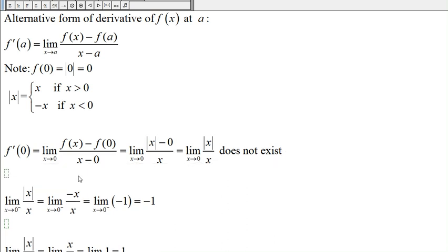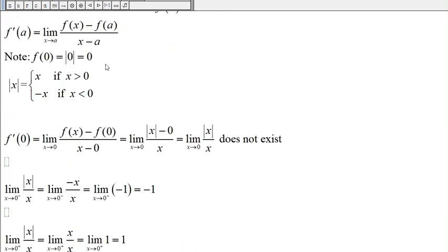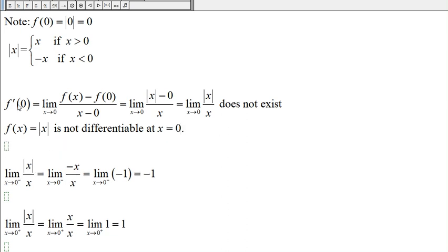And therefore, whenever the derivative doesn't exist, we also say this: we say that the function f of x is not differentiable at x equal to 0. So if f prime of 0, or the derivative at x equal to 0, does not exist, then we say that the function is not differentiable at x equal to 0.